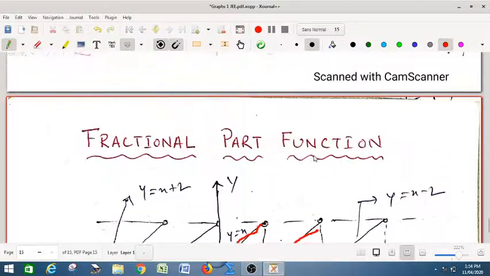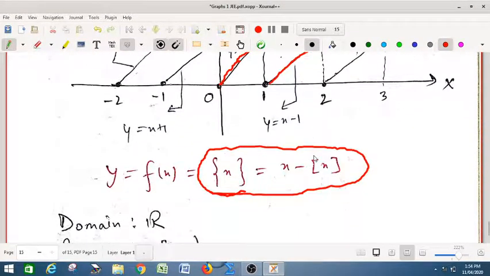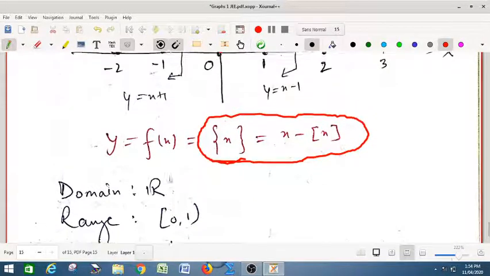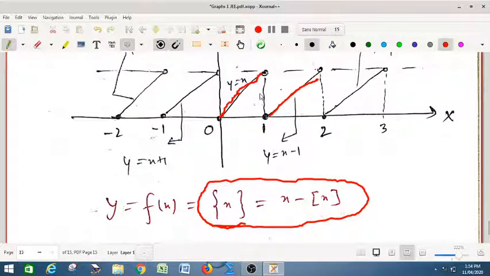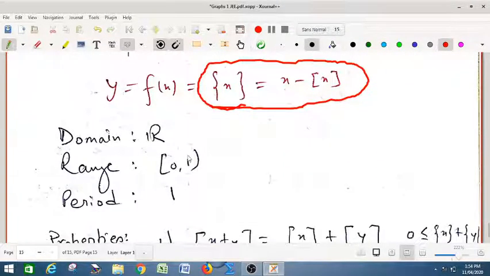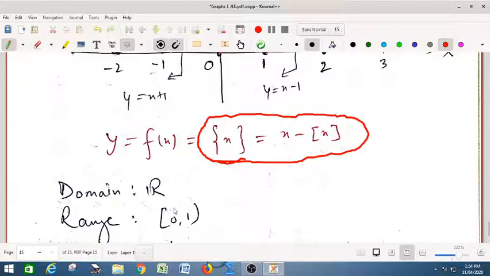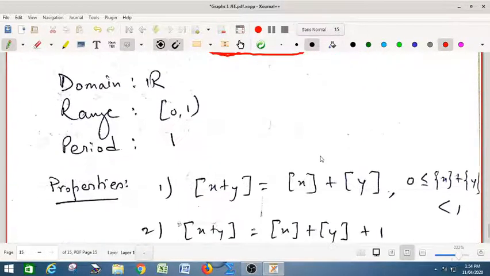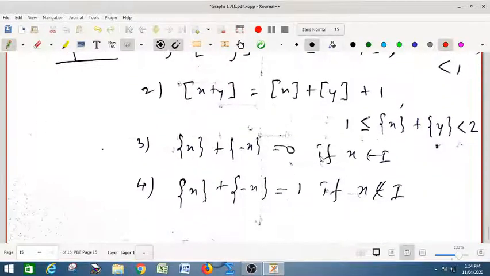This is also very useful, and you have so many problems in domain, range, continuity and differentiability involving the greatest integer function and the fractional part of x. The domain of the fractional part function is R, but the range is 0 to 1. Looking at the graph, the value is bounded between 0 and 1. It is discontinuous at 1, so there is an open interval, and the periodicity is 1, because the nature of the curve repeats after every interval of 1. So the fractional part has a periodicity of 1. There are so many properties.